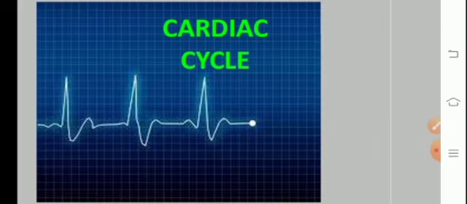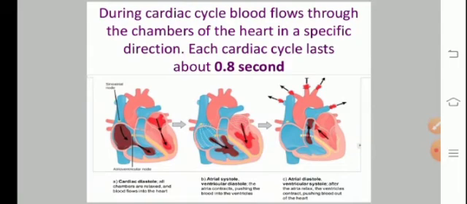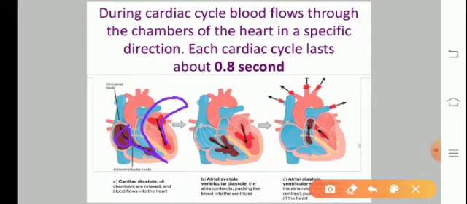Cardiac cycle. The sequence of events occurring from the beginning to the completion of one heartbeat is called cardiac cycle. During the cardiac cycle, blood flows through the chambers of the heart in a specific direction. So, from the right auricle to the right ventricle, then to the lungs, from the lungs to the left ventricle, then to the aorta. This is one complete cycle. It takes 0.8 second.